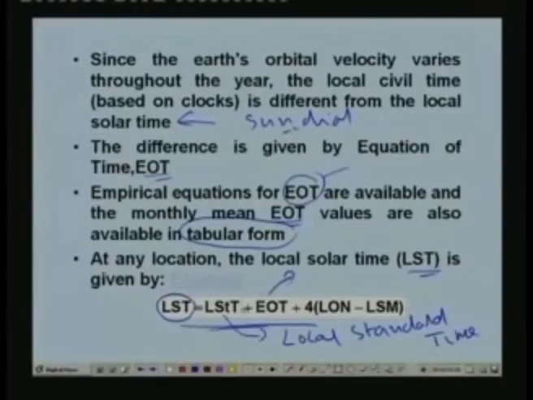EOT, as you know, is nothing but equation of time plus 4 into (LON minus LSM). LON is nothing but the local longitude. LSM is the local standard meridian.